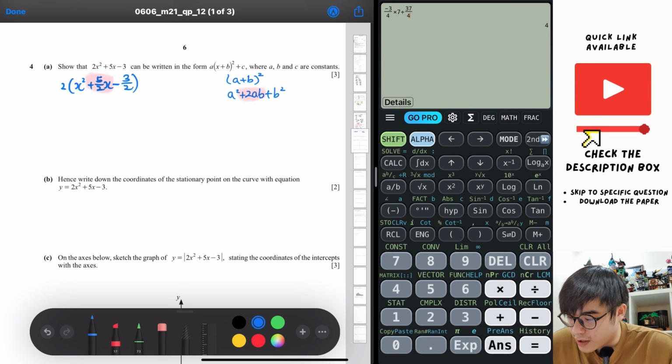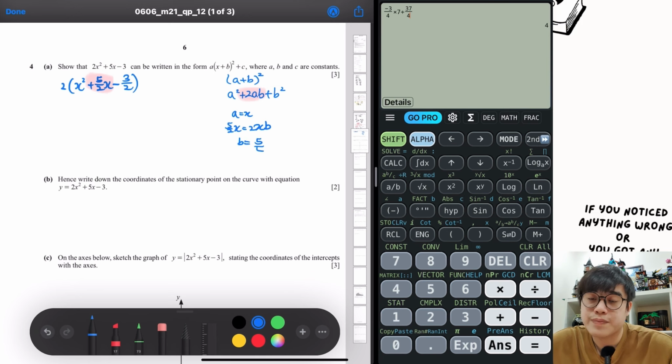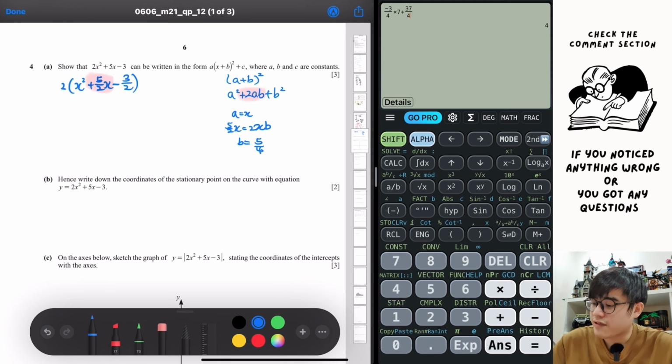You should know that the A is actually your x. Your 5/2x equals 2xb. To get to your b value, it will be 5/4. Okay, so with this 5/4, we can then proceed and rearrange everything here.